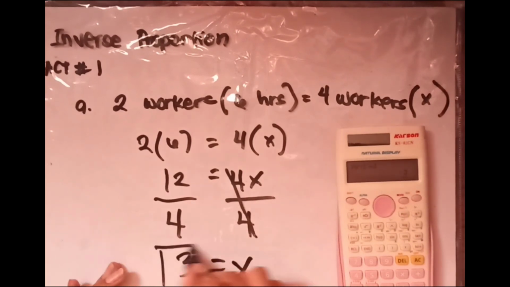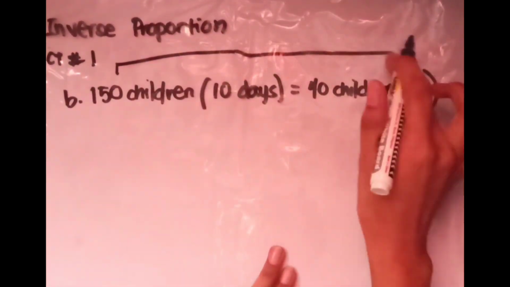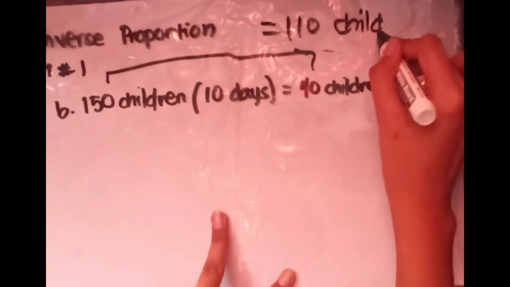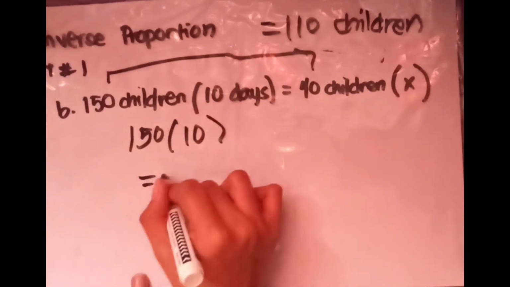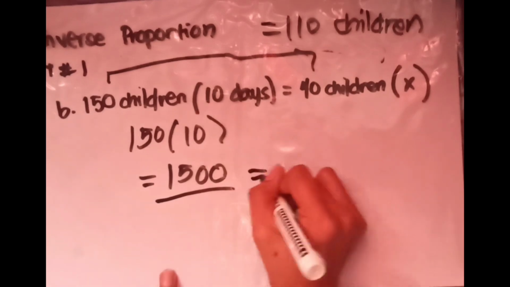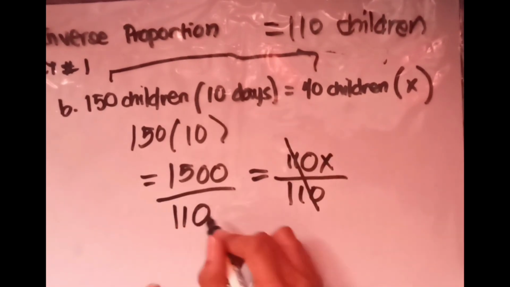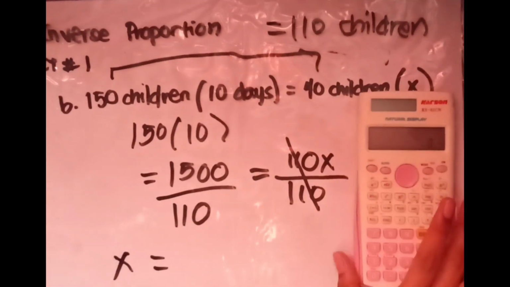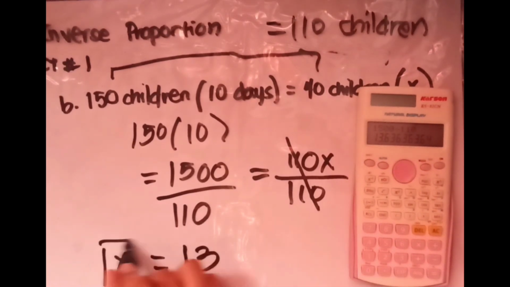The answer is 3. The center has enough food for 150 children for 10 days. How long will the food last if 40 children went home? So, ima-minus natin yung number of children na umuwi. So, 150 times 10 is equal to 1,500. Divide by 110. So, the answer will be 13.